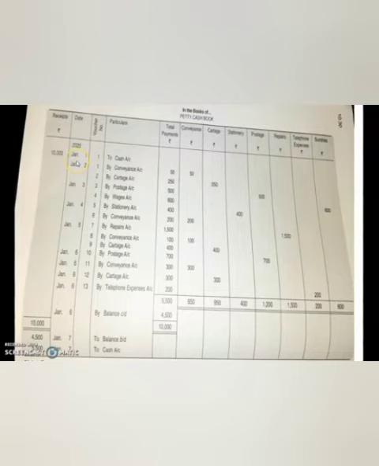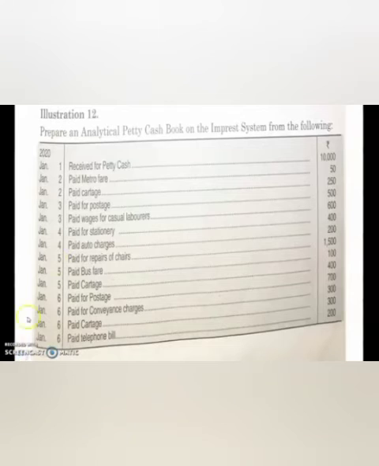As we read, the first transaction took place on January 1. So you can write here, you can do along with me. Write down 2020, then write down January 1. Voucher, if you want, you can write, otherwise you just skip these numbers. Write down here in particulars, to cash account. Okay. Then in the receipt column, write down the amount as 10,000. Next transaction, let us move to the question.